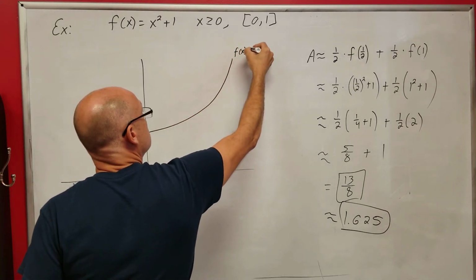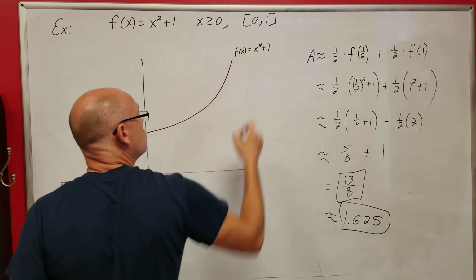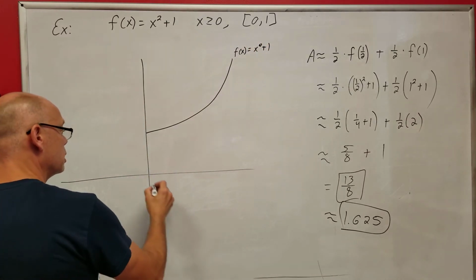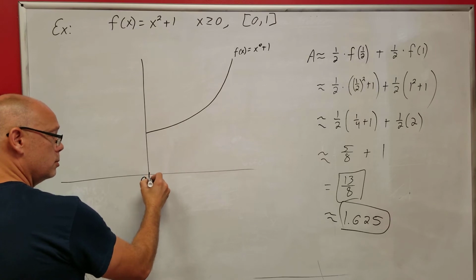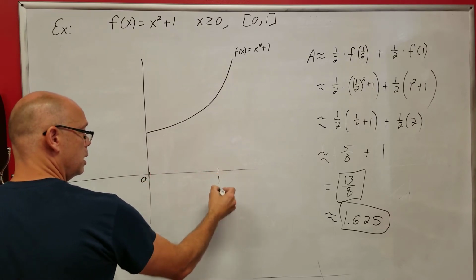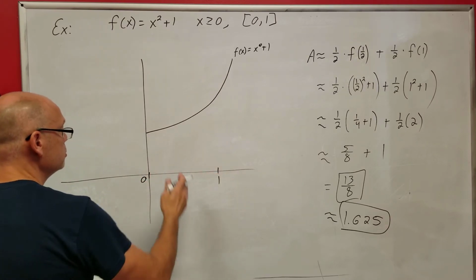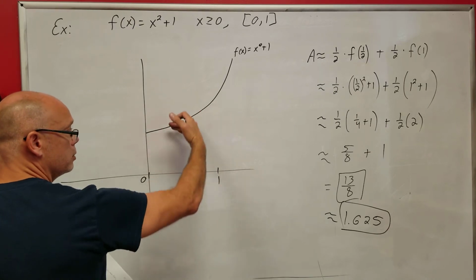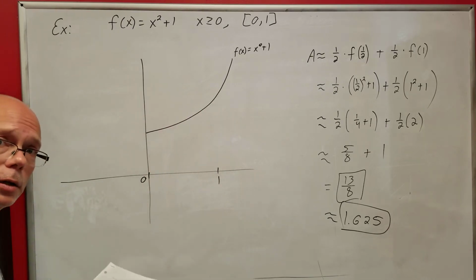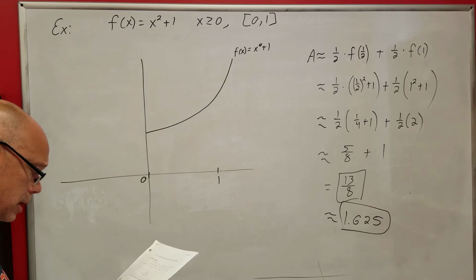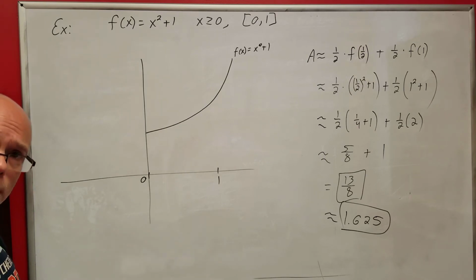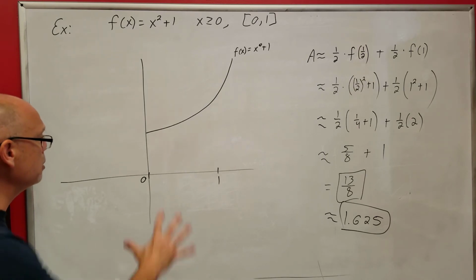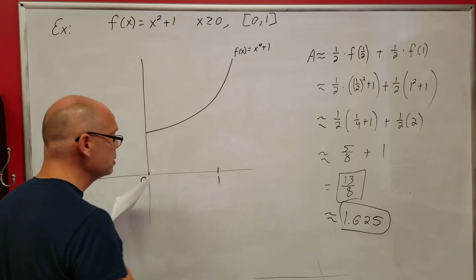f of x is equal to x squared plus 1. I'm going to look at the area between 0 and 1 again, the area between my curve and the x-axis. But this time, what does it tell me to do? It tells me to use 4 rectangles. So I'm going to split this area right here into 4 rectangles.